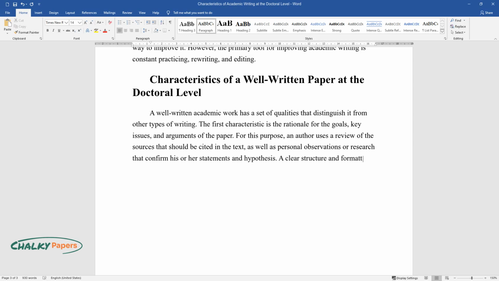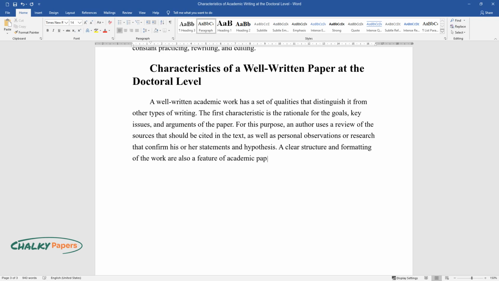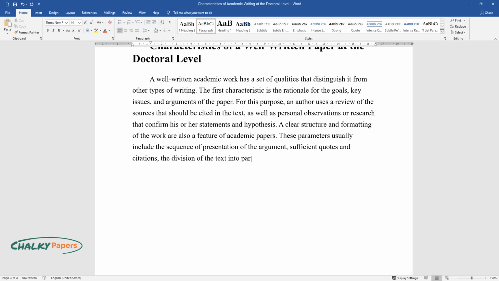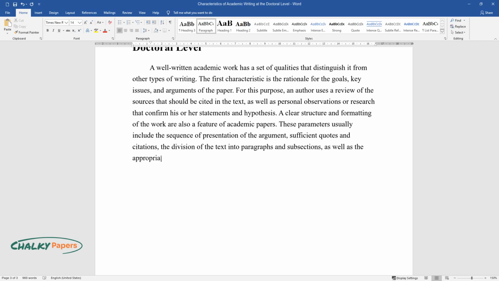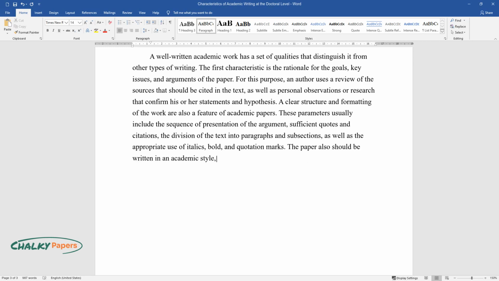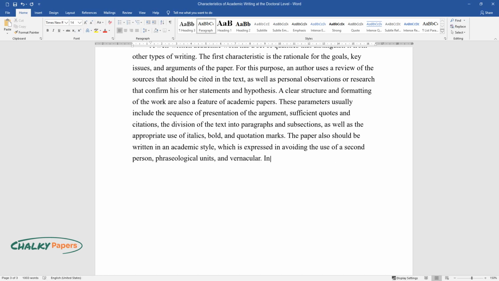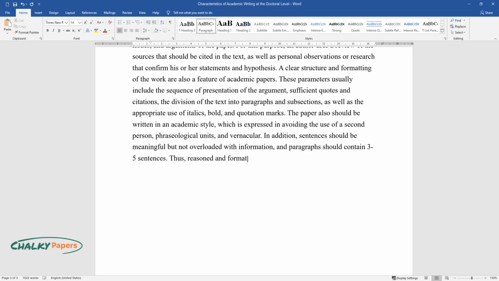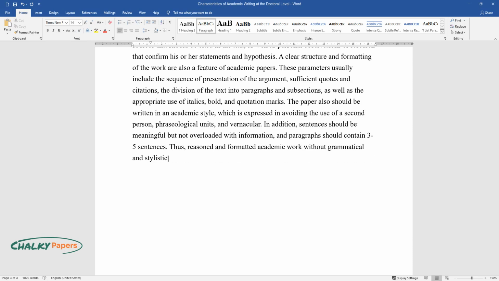A clear structure and formatting of the work are also a feature of academic papers. These parameters usually include the sequence of presentation of the argument, sufficient quotes and citations, the division of the text into paragraphs and subsections, as well as the appropriate use of italics, bold, and quotation marks. The paper also should be written in an academic style, which is expressed in avoiding the use of a second person, phraseological units, and vernacular. In addition, sentences should be meaningful but not overloaded with information, and paragraphs should contain 3 to 5 sentences. Thus, reasoned and formatted academic work without grammatical and stylistic errors can be named a well-written paper at the doctoral level.